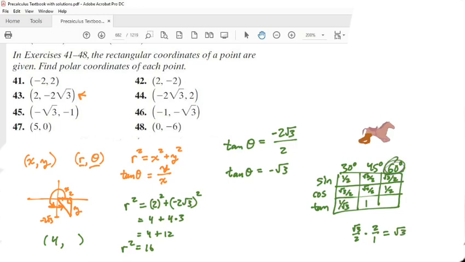So, what is the 60 degree angle in this quadrant? This is 60 degrees. What is this angle, though, all the way right here? Yeah, it's 300 degrees, or 5 pi over 3 in radians. Okay, so I'm gonna write 300 degrees right here, since it seems like we're using degrees a lot. There you go. That's how you do it.